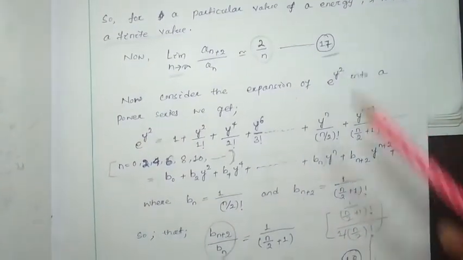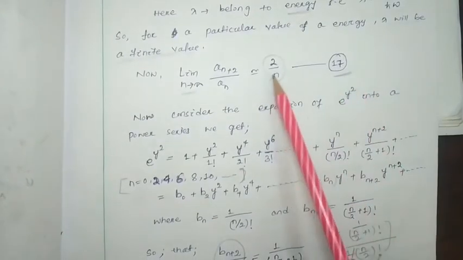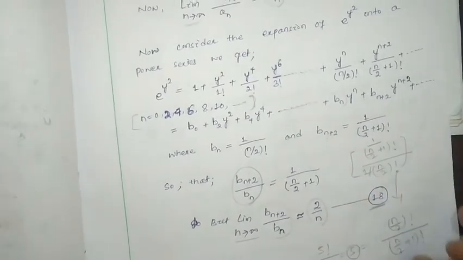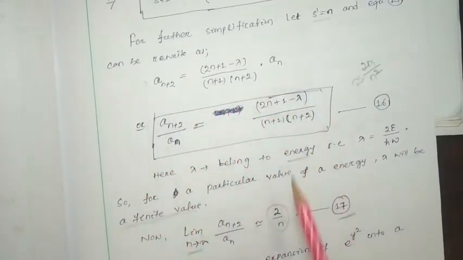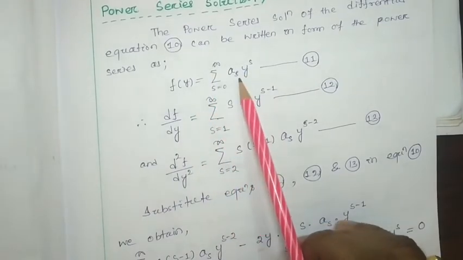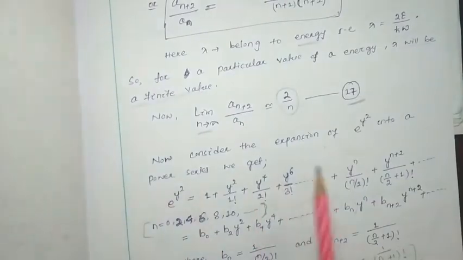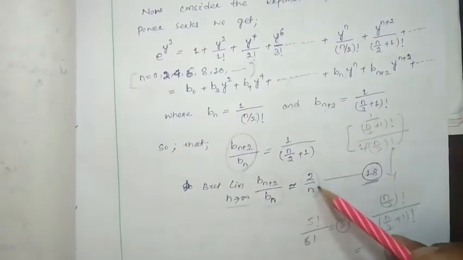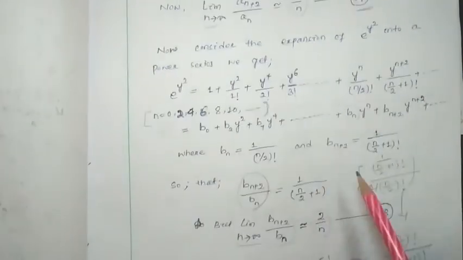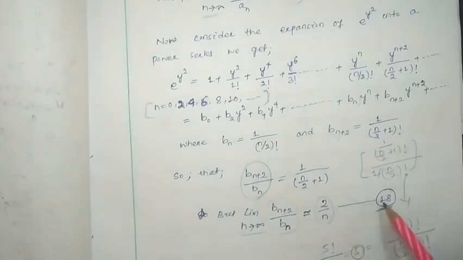Now from equation number 17 and 18, you just compare them. Equation number 17 right hand side is 2 by n, equation number 18 is 2 by n when n tends to infinite. This 2 by n value we got by considering the power series solution of fy. Now this 2 by n we also got if we consider the expansion of e to the power y square. That is equation number 18.